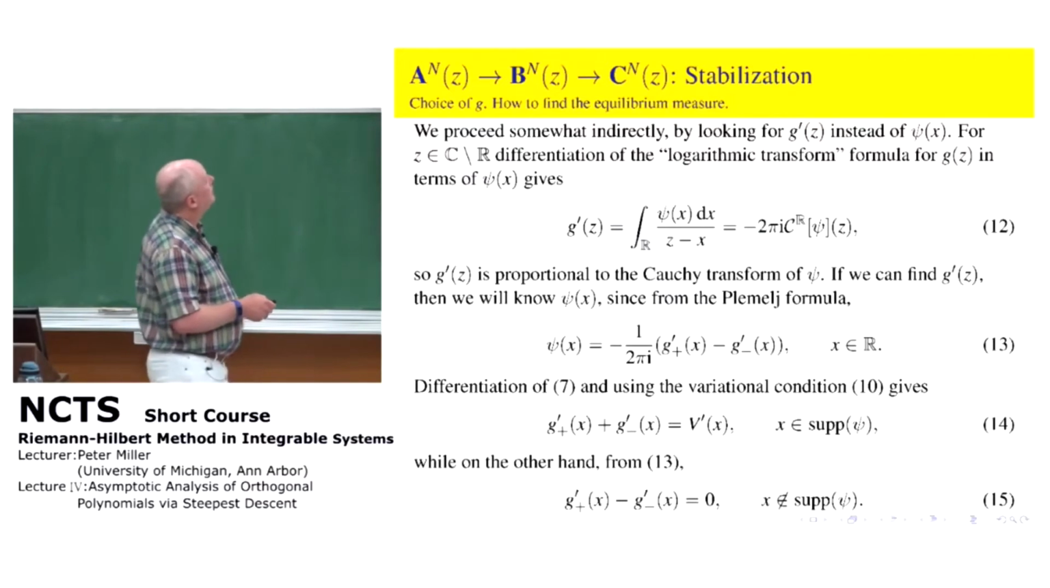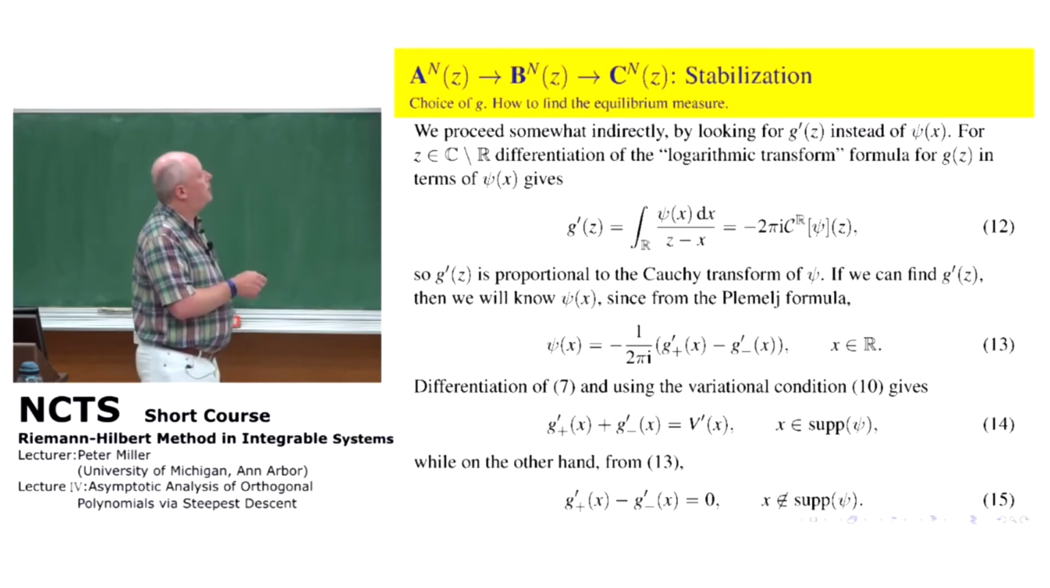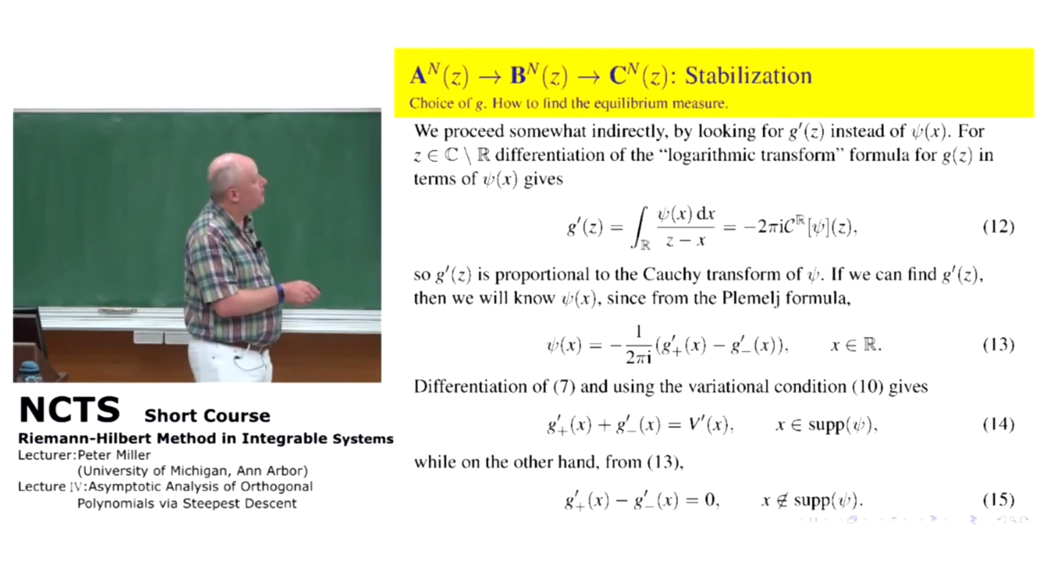Okay. So how do we find the equilibrium measure? Well, we're going to go a little bit indirectly. We're going to find g prime instead of psi. So for z in the complex plane away from the real line, we differentiate this logarithmic transform formula for g. We have to differentiate the kernel, which was log of z minus x, and then we're going to pick up this thing here. And you'll notice that this is just a multiple, minus 2 pi i, of the Cauchy transform of this psi on the real line. So g prime is proportional to the Cauchy transform of psi.